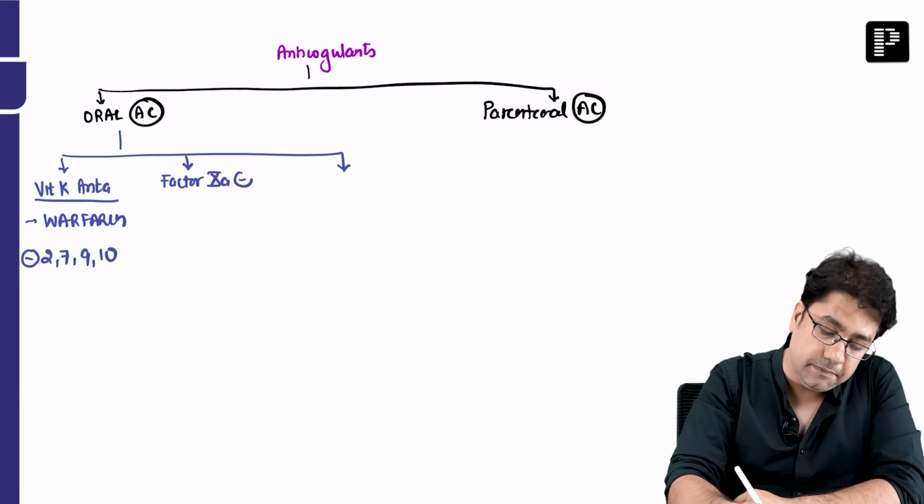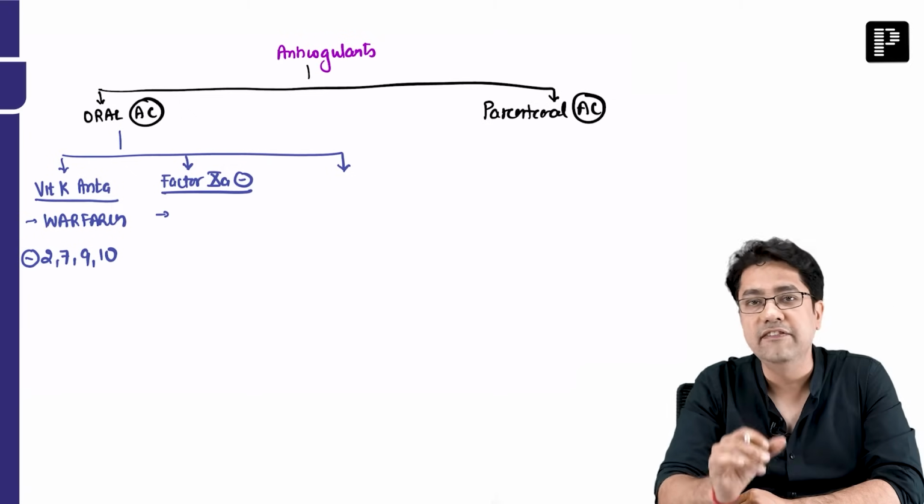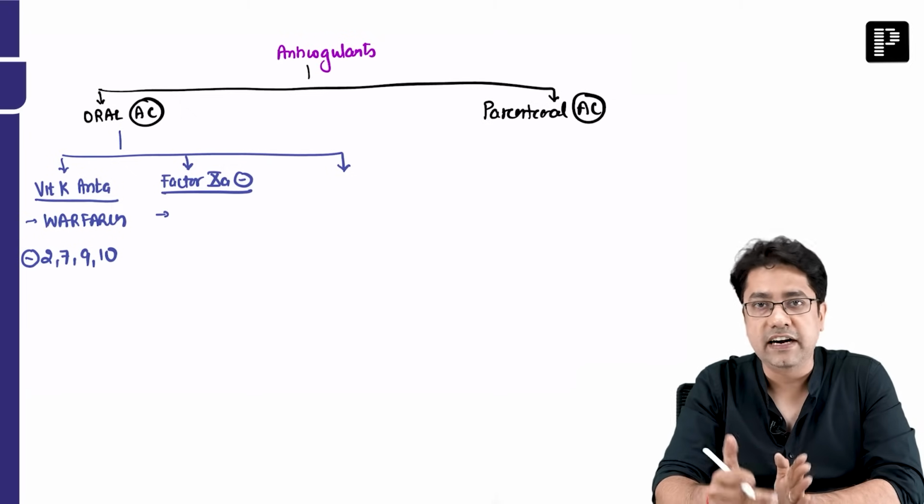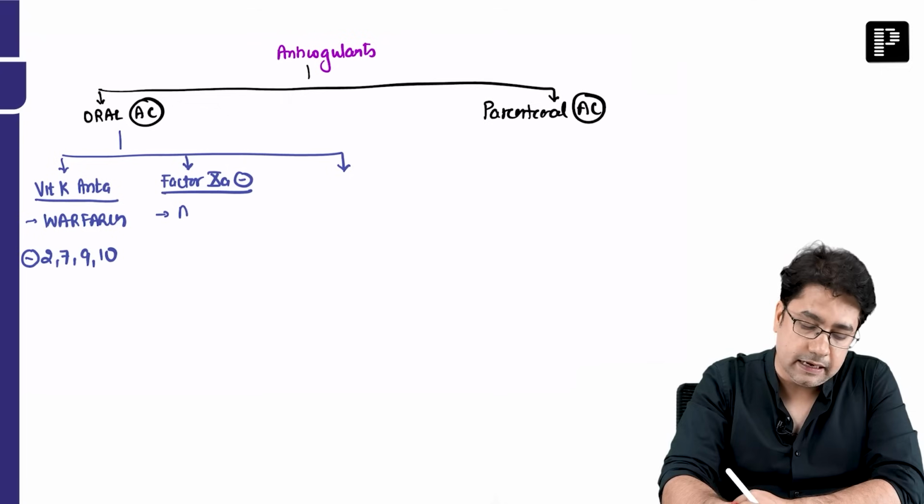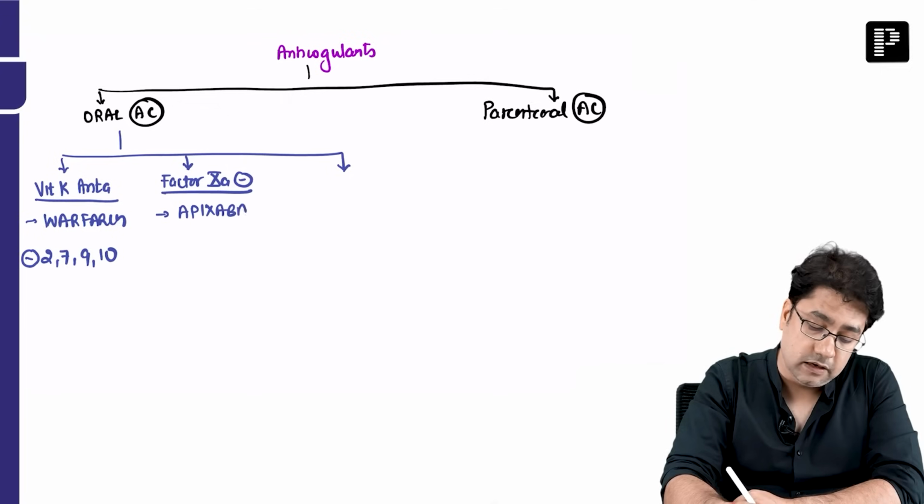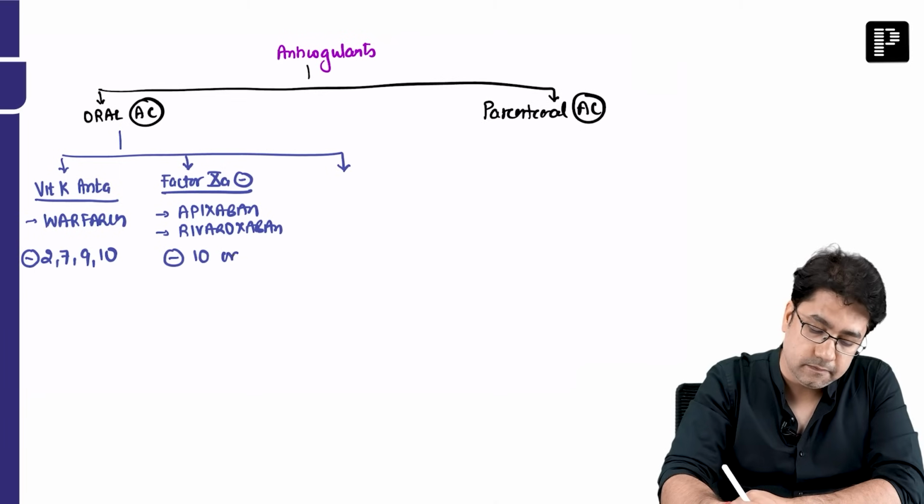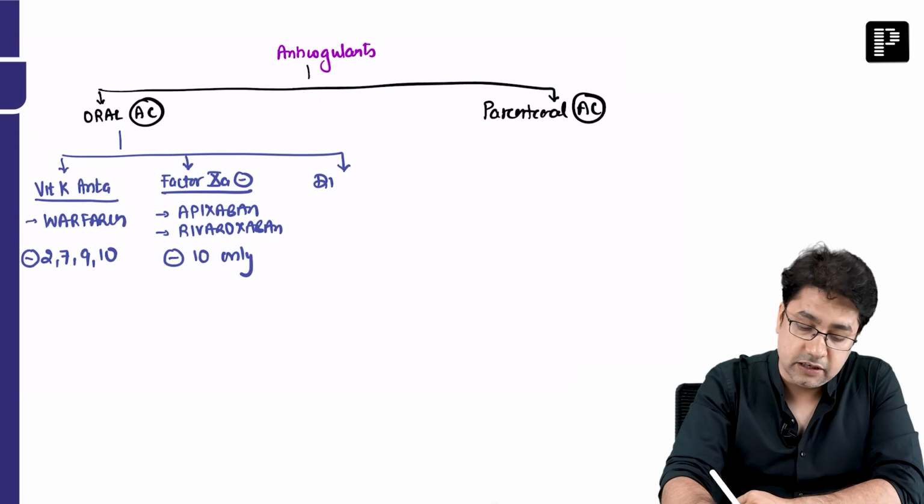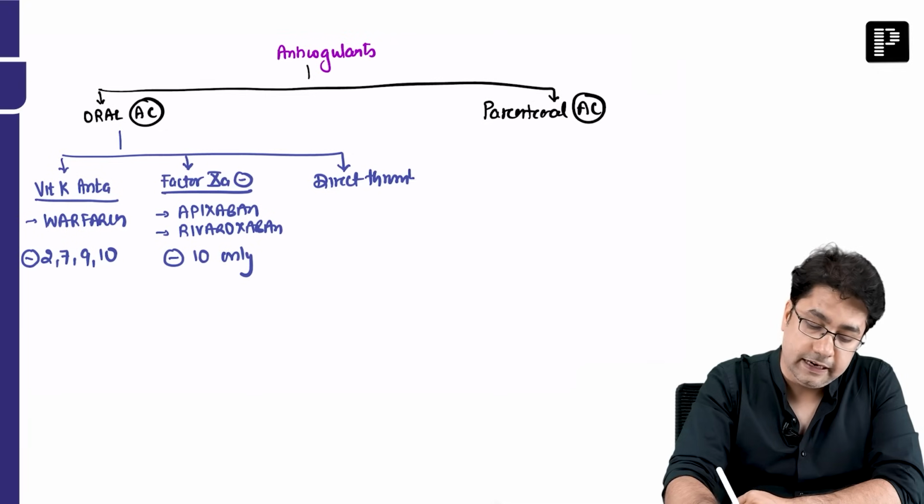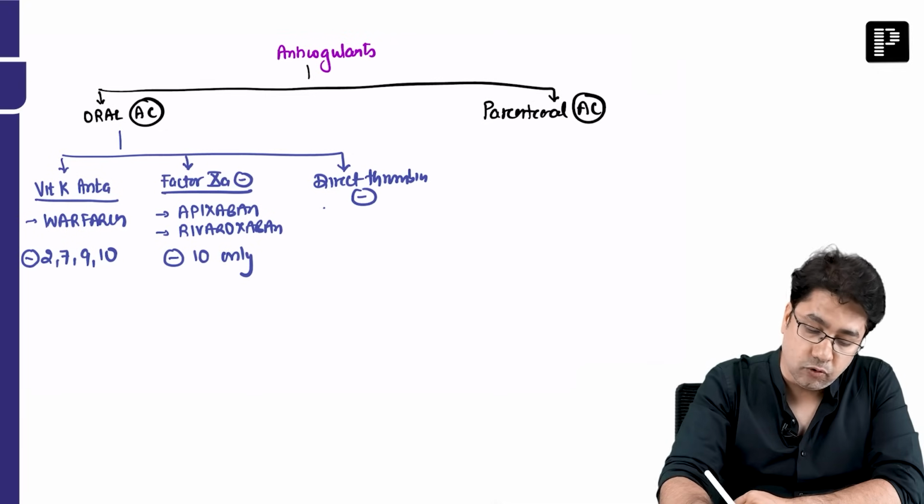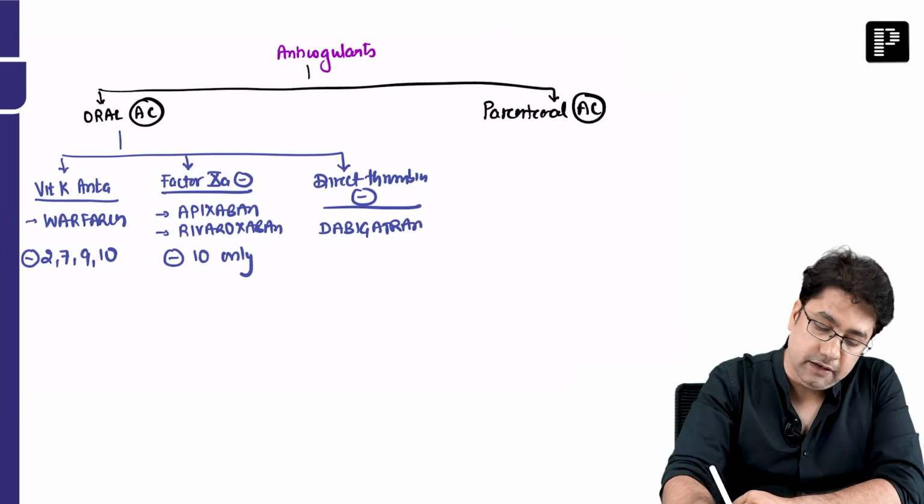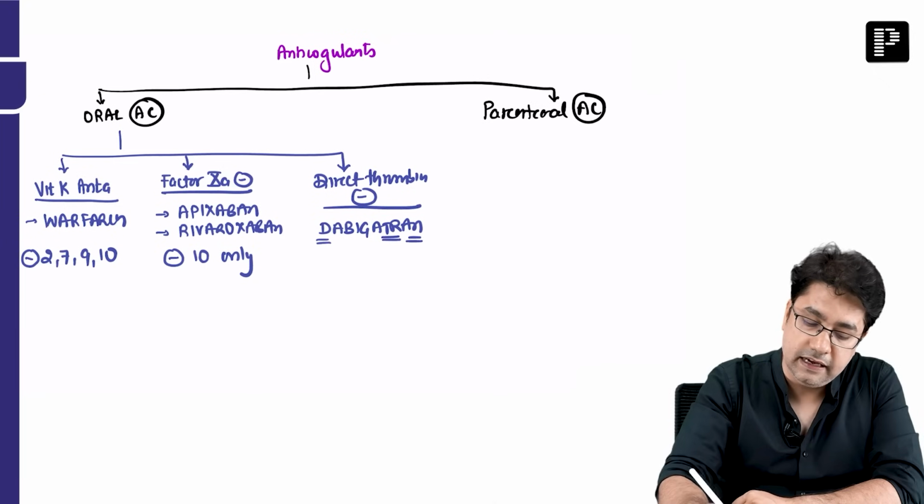So factor 10A inhibitors, these drugs have the letters XA in them because XA is the activated form of factor 10, like apixaban, rivaroxaban. So these drugs inhibit factor 10 only. Lastly, we have the drug which inhibits factor 2 or thrombin, direct thrombin inhibitor. And the only drug we have among oral is dabigatran. D for dabi, D for direct, TR for thrombin, AN for antagonist. It inhibits factor 2 only.